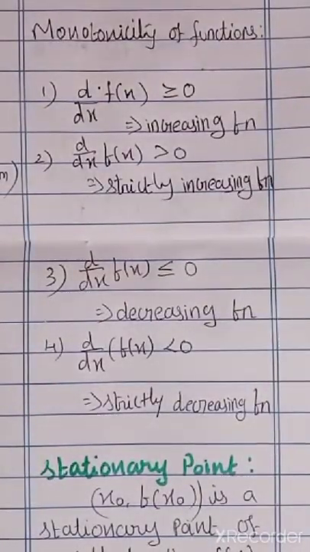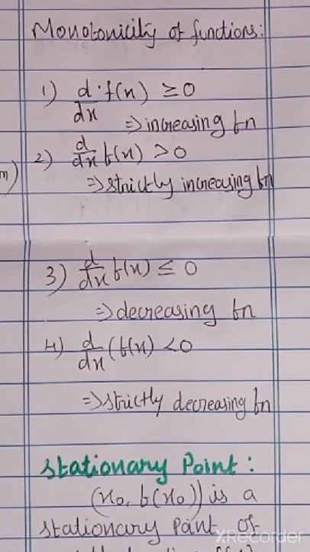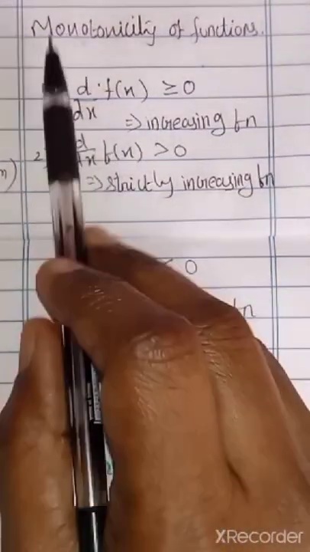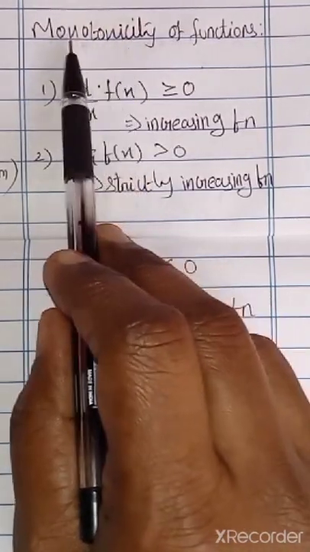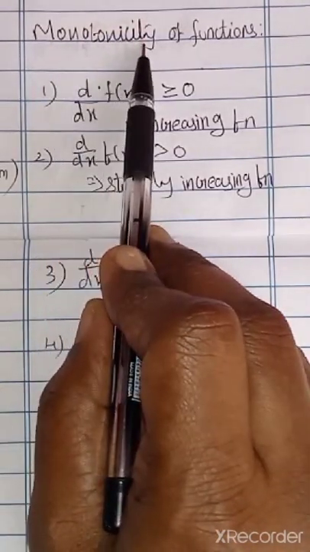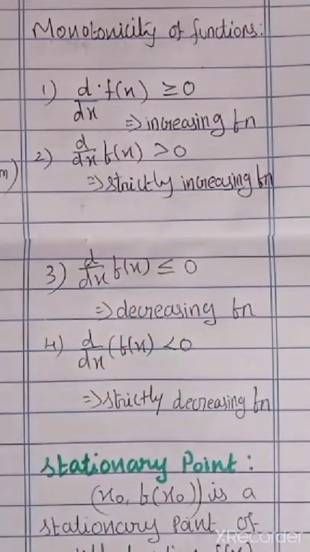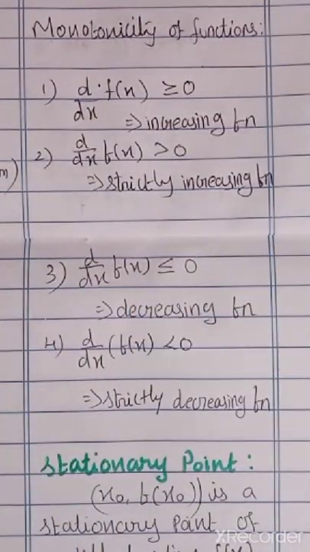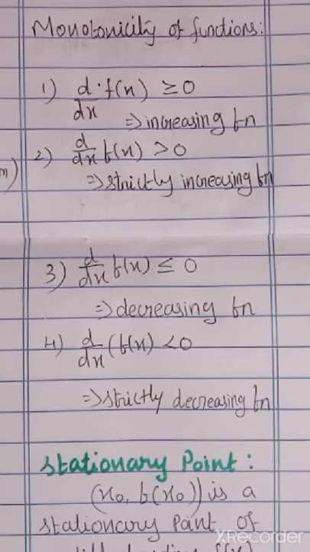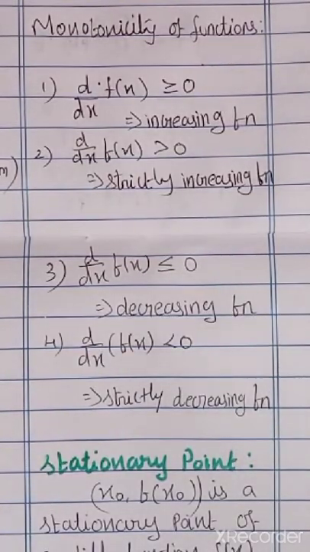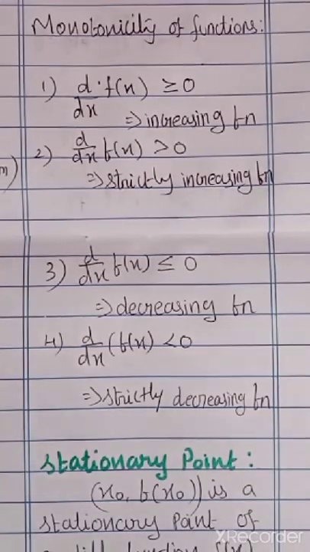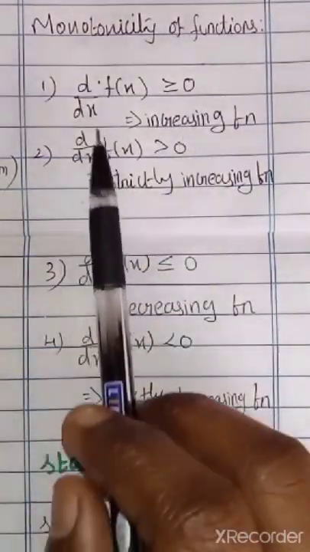So first what we are going to see is monotonicity of function. What is meant by monotonicity is increasing or decreasing. Monotonicity means increasing or decreasing of the function. So in this exercise we are going to see whether the given function is an increasing function or decreasing function. Okay, that is your monotonicity of function.